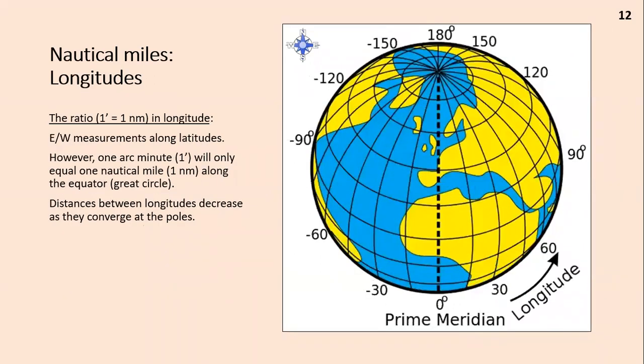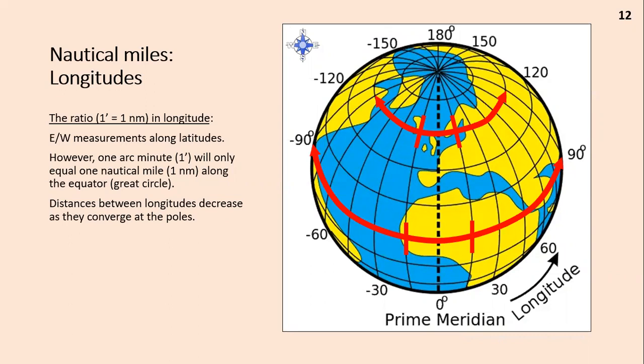Measuring distances in longitude. When we measure the distance horizontally, however, we're measuring between longitudes. East-west measurements occur along lines of latitude. Thus, the ratio of 1 arc minute equals 1 nautical mile will only be valid along the equator. This is because the equator is the only line of latitude that is a great circle. Distances between longitudes decrease in latitudes higher or lower than the equator, north-south. And again, this is because lines of longitude converge to a single point at the poles.